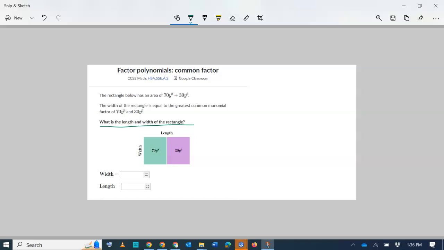Okay. So we have these numbers in here. We want to figure out what the greatest common factor is of both of these numbers. Looking at it right now, 70 and 30, I can pull out a 10. And I don't see any other numbers. 15 does not go into 70. So that's going to be our greatest number. And then how many y's do we have? We have 8 here and 6 there. So our greatest common factor is going to be 10y to the 6th. That will go right here as our width.